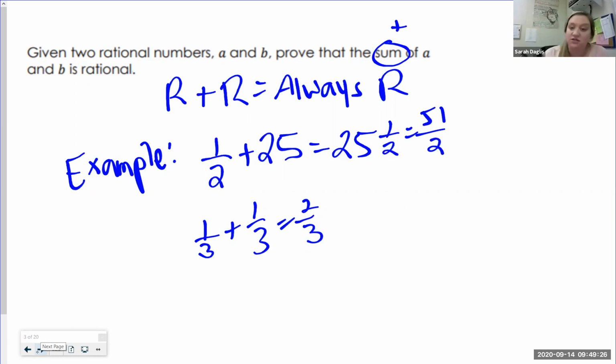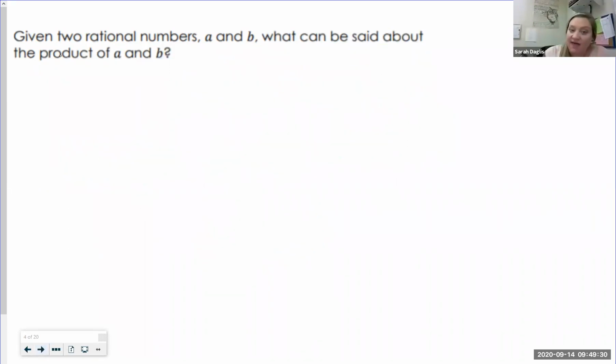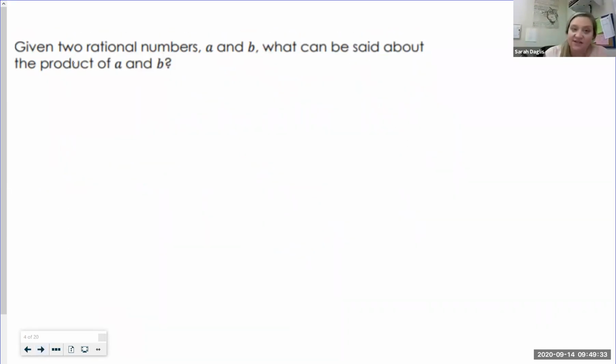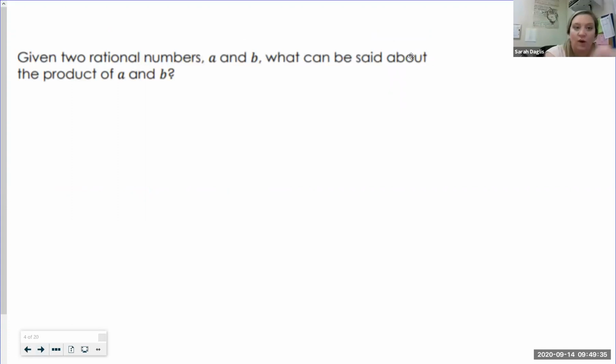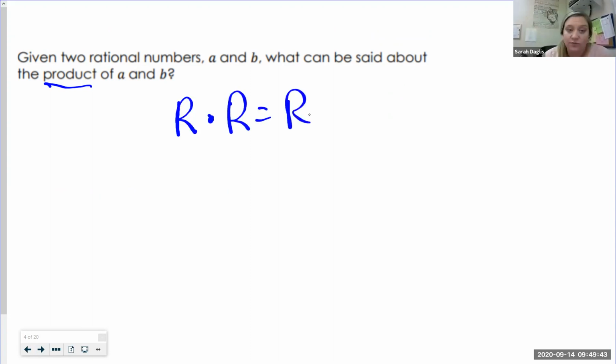What's gonna happen if I multiply them? Do you think we'll still get a rational number? Well, this must be to prove that that will happen. Given two rational numbers, A and B, what can be said about the product? Product means multiply. So it wants to prove rational times rational is going to give me another rational, okay? So again, give me a rational number. Let's see if we can do it.